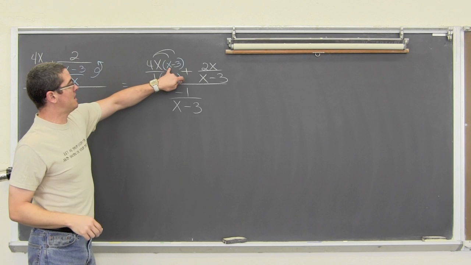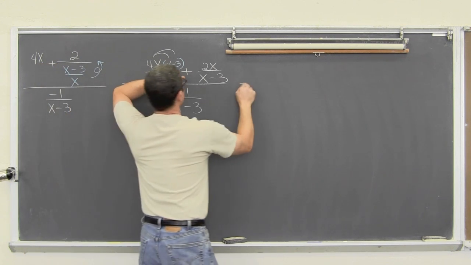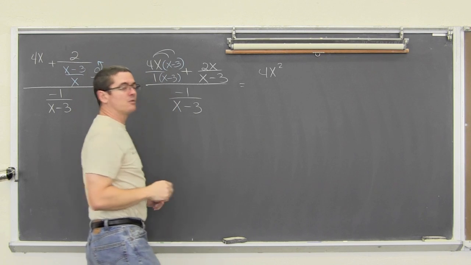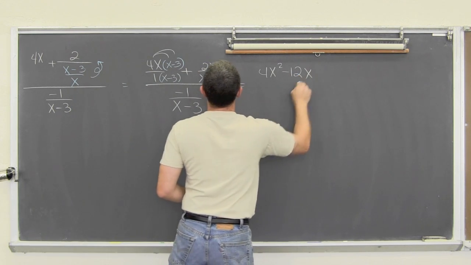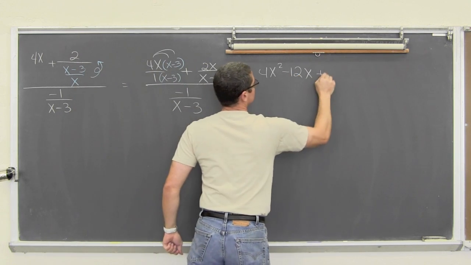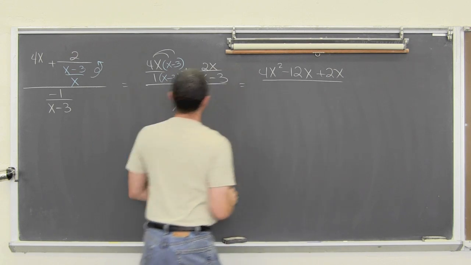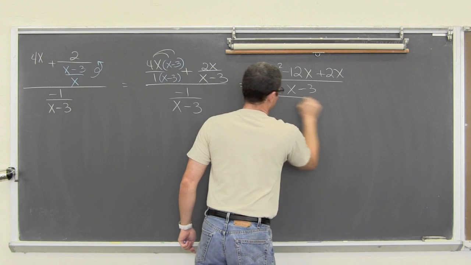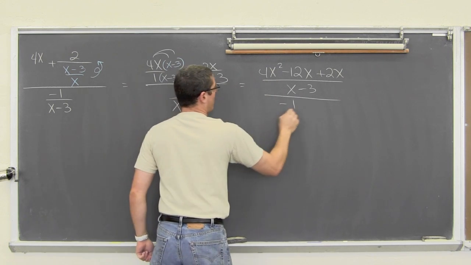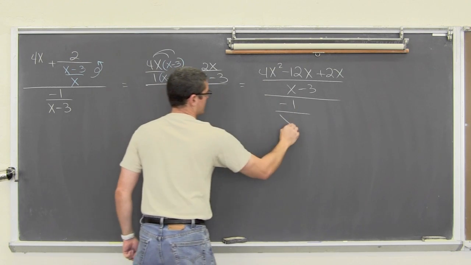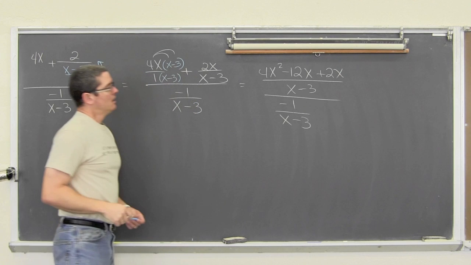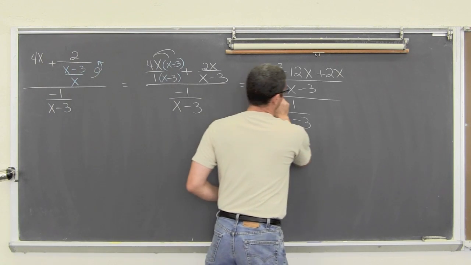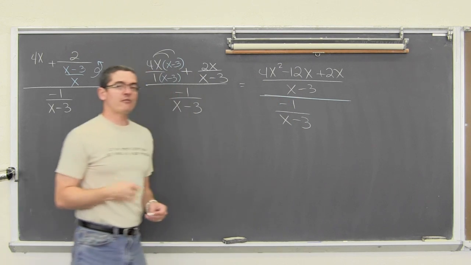So we have 4x times x, which is 4x squared. And 4x times negative 3 is negative 12x. Plus 2x. All over this common denominator of x minus 3. All over negative 1 over x minus 3 as well. Okay, now we have one fraction in the numerator. We have our main fraction bar here. And we have a fraction in the denominator.